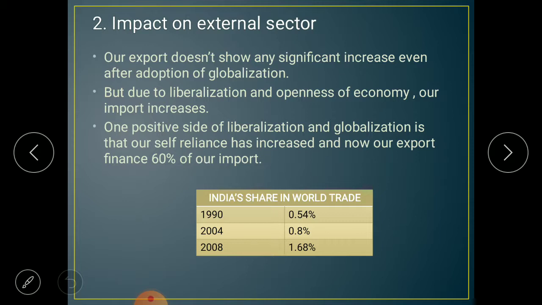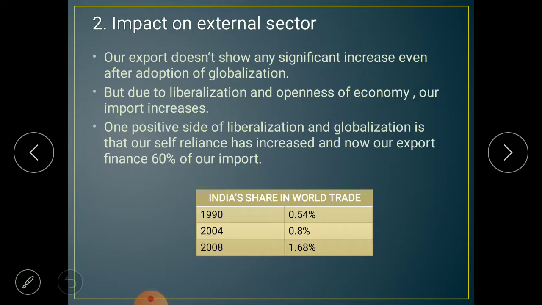The second effect is impact on external sector. See, what is external sector? External sector simply means international business. What is the contribution of India in the international business, that we will discuss under this point. Our export doesn't show any significant increase even after adoption of globalization.